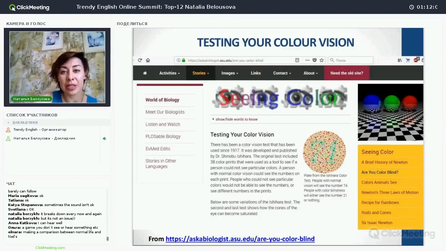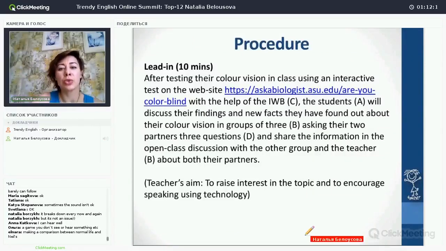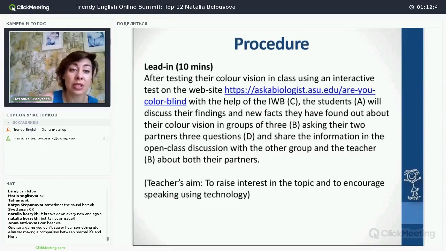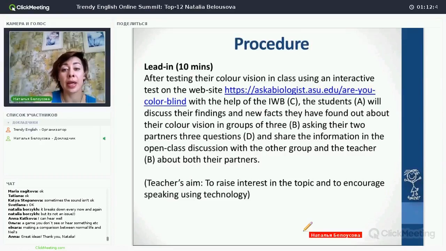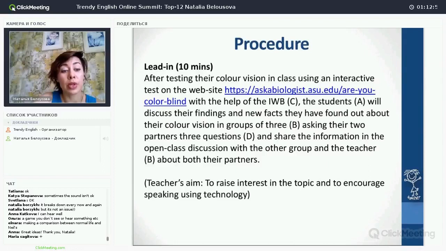And my suggestion for this lesson was to actually do this interactive test in class if there's an internet connection in your classroom, and we also have an interactive whiteboard. But if not, you can ask the students to do this test at home, before the lesson, before this reading lesson.